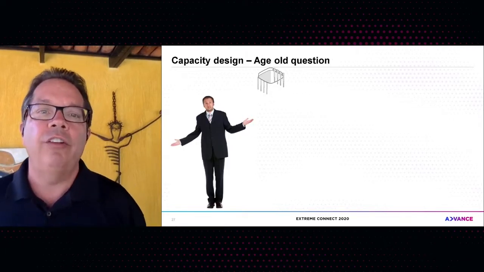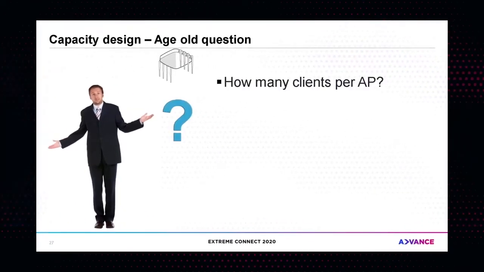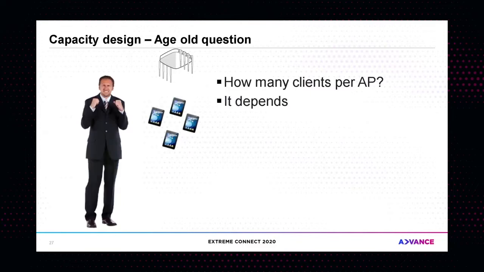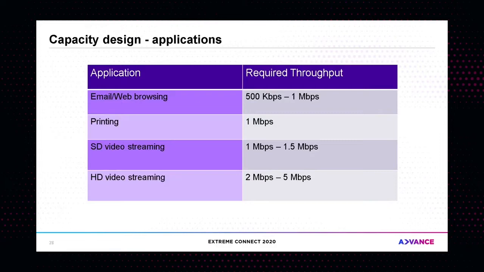which brings us to the age-old question I've been getting for 20 years, and the question is, how many clients per access point? And the answer is, and has been for 20 years, and will continue to be, it depends. Now, you see the mad look on this guy's face? The reason he's mad and angry is nobody likes that answer, but it's the correct answer. There's too many variables to answer that question. It depends on what type of applications are being used. It depends on how many clients there are, and the one that a lot of people forget about is what type of clients. So let's get into that a little deeper.